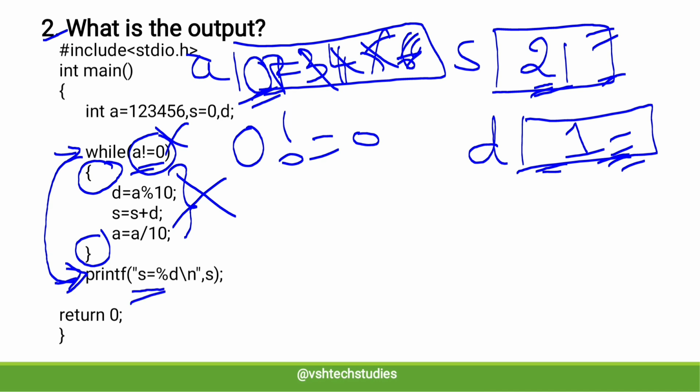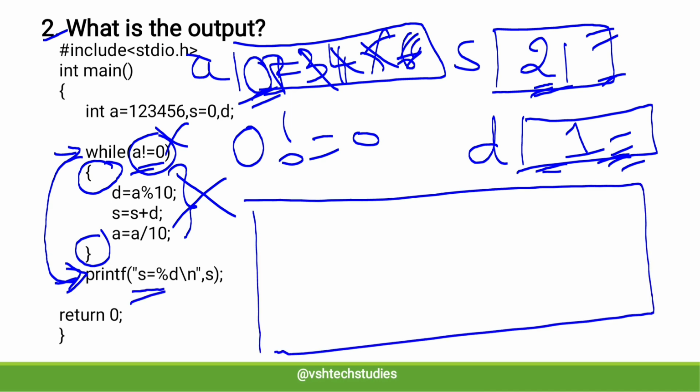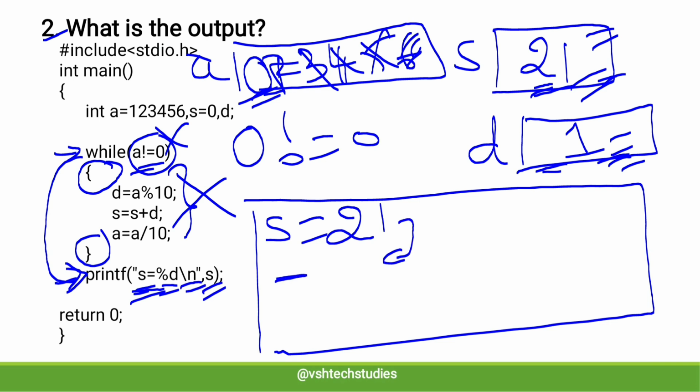Here, what is the statement? Printf. So on the monitor something must be printed. What is printed within double quotes? S equal to, as it is. Percentage D means the integer value from S. From S means 21, that is printed. Then leave the line. Leave the line means the cursor will stand here. So the output on the screen is S equal to 21. Okay.